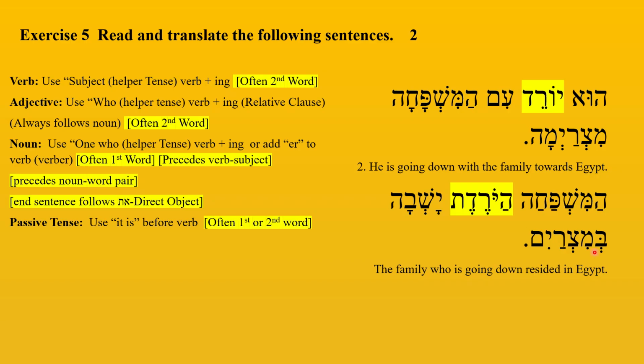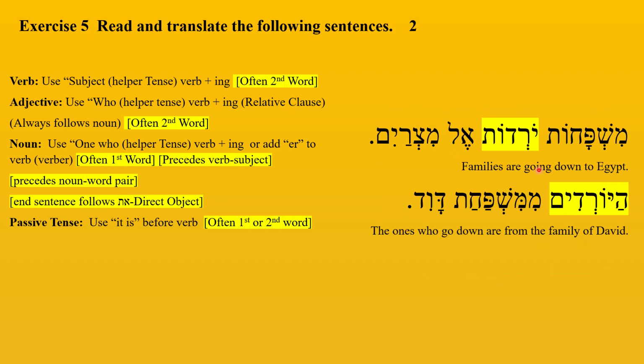Yashva ba-mitzrayma, b'mitzrayim. Okay, so the family can't be the verb. It's got the ha in front of it. So the family who is going down, here's your verb, resided in Egypt.